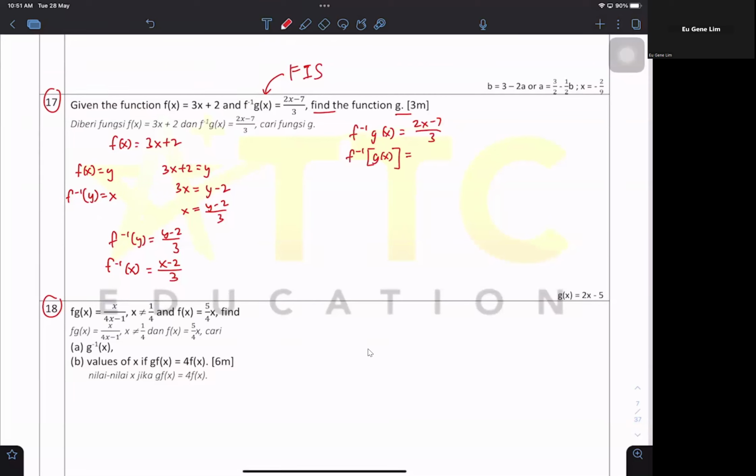You put a bracket, a box around the GX. The right hand side always remains the same. Okay, you put a box around the GX, around the inside.